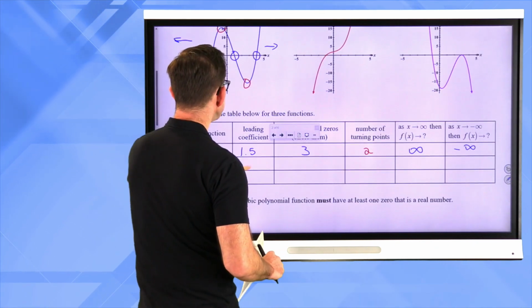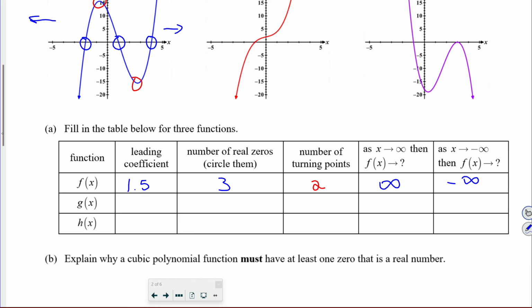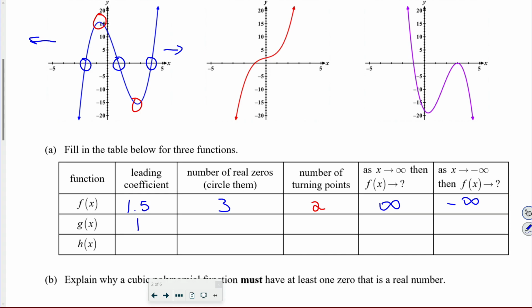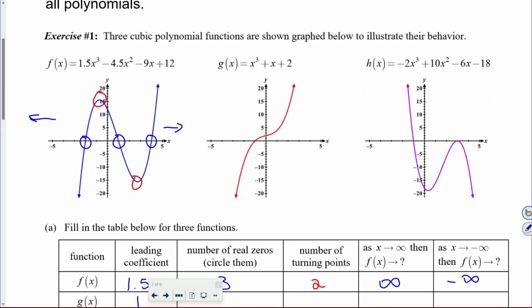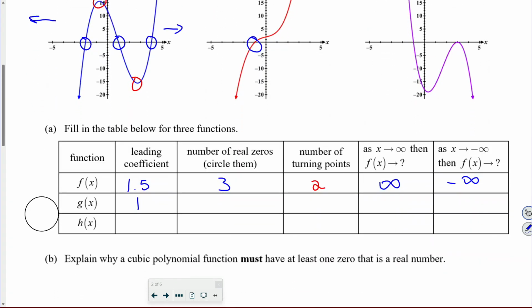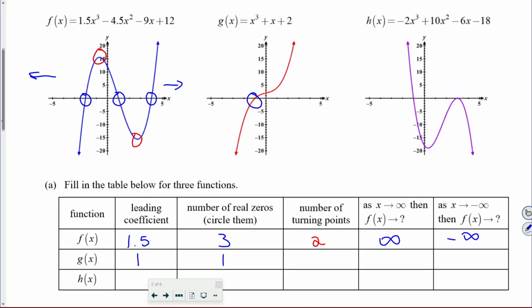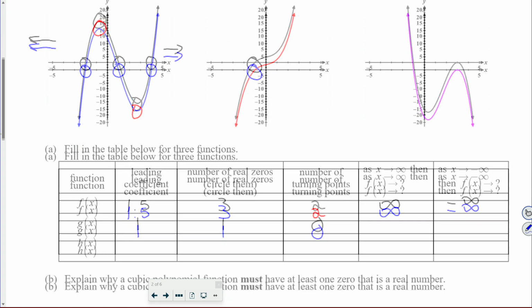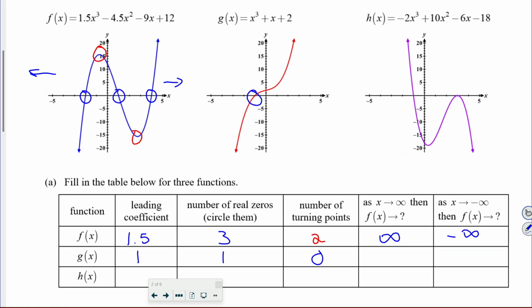All right, so for g of x, the leading coefficient was equal to 1. Great. The number of zeros, well, there was just 1 of those. If you thought we were going to always get 3, definitely not. The thing's got no turning points whatsoever. The thing never peaks out and then goes back down. As x heads towards infinity, this thing is going towards infinity. And as x heads towards negative infinity, this thing's going down to negative infinity.